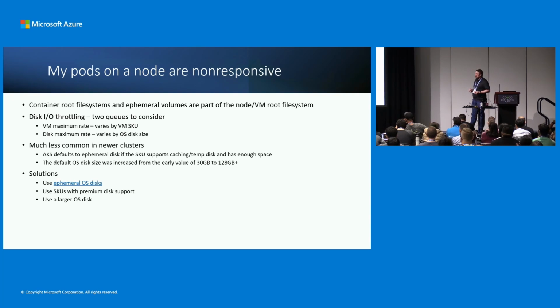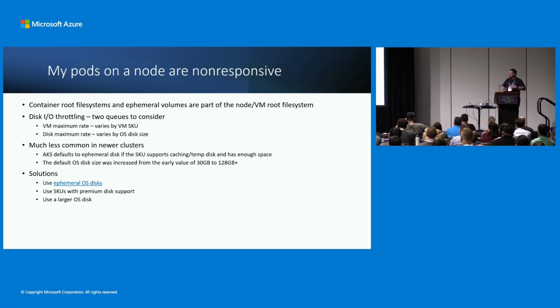Exceeding either of those will throttle the entire node and will start to impact all of the workloads on that node. When you're doing the math on this, it's important to be aware that there are both maximums for the VM type and maximums for the disk, and you're typically bound by the lower of whichever applies. So if I have a VM SKU that can handle 8,000 IOPS, but I have a 2 gig disk on it that can only handle 120, then I'm capped at 120, not 8,000.